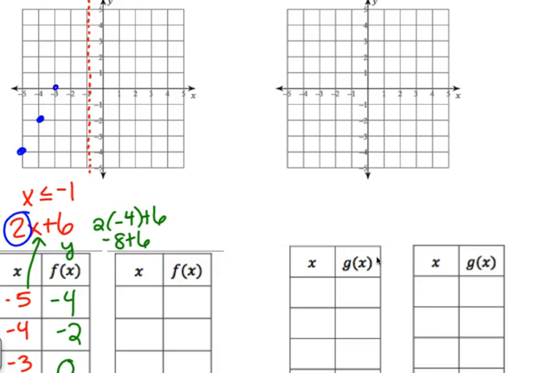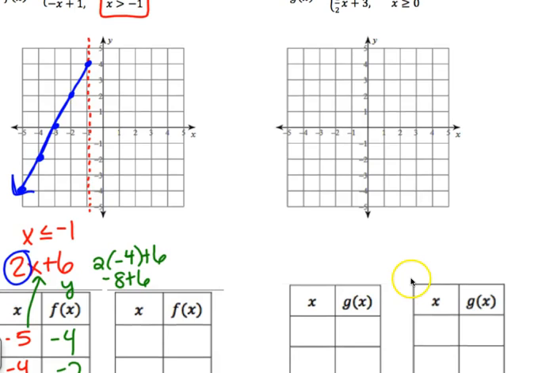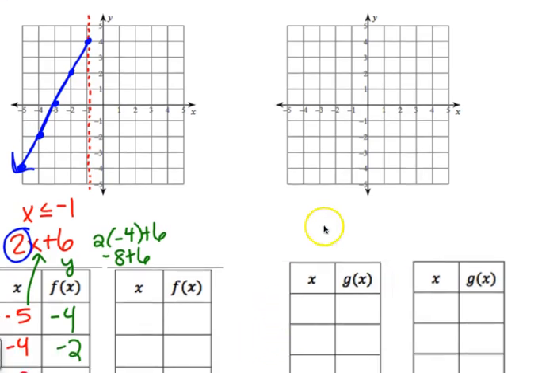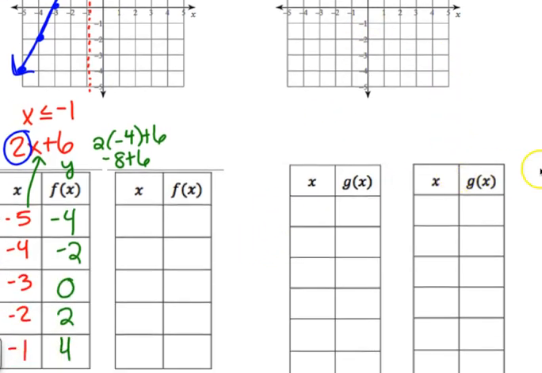So then I've got -3, 0, -2, +2, and then -1, +4. Okay, so that is my first part of my function. Okay, so it makes sense because my slope was 2 over 1, that line's going up, etc.